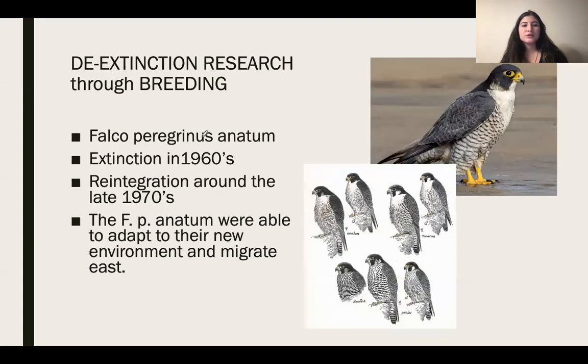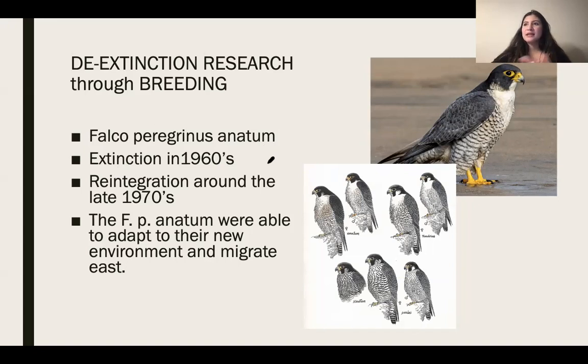Then we move on to de-extinction research through breeding, which focused on the Falco peregrinus anatum. This research was done by Harrison B. Tordoff and Patrick Redig. These were the lead researchers for this experiment, which was done at the University of Minnesota around the 2000s. We see the Falco peregrinus being the species they focused on, and it went extinct in the wild in the 1960s, and had to be put into captive breeding.